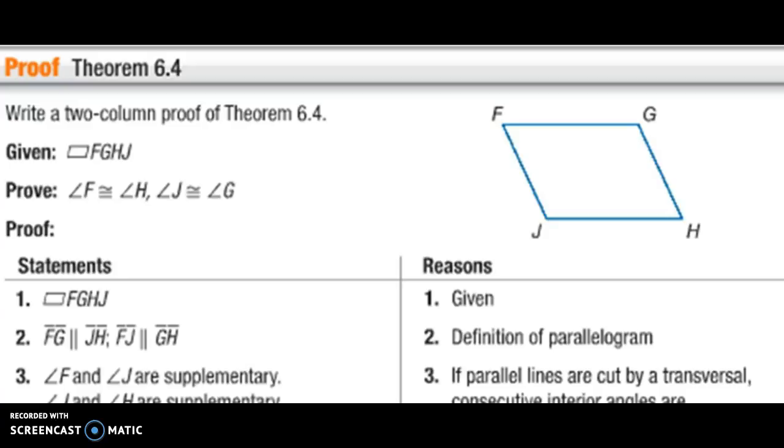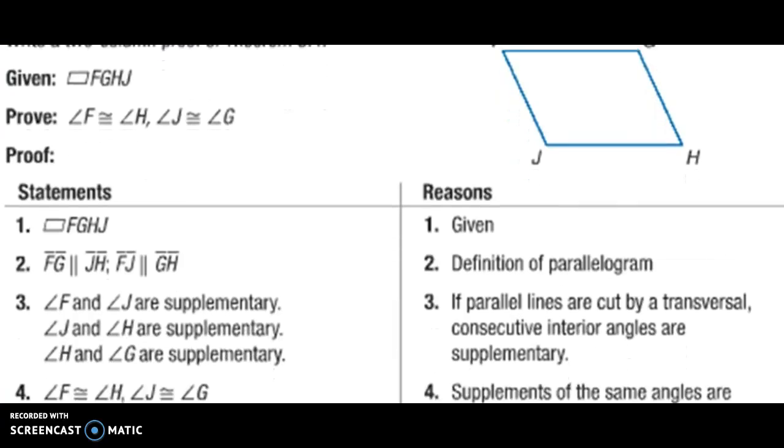Okay, here's a theorem for 6.4. It says if we know that FGHJ is a quadrilateral, actually it's a parallelogram, that's what that symbol is, then prove that F and H are congruent and J and G are congruent. Well, first we know that they're a parallelogram.